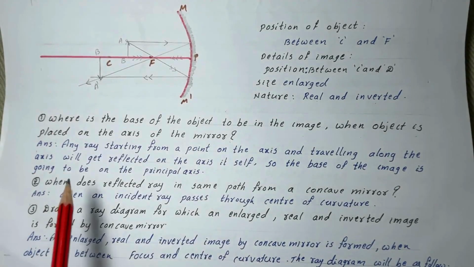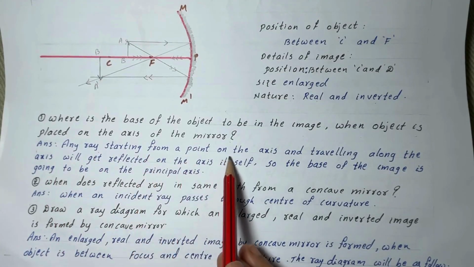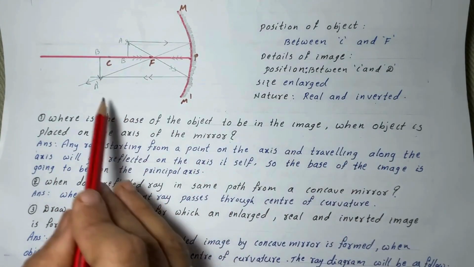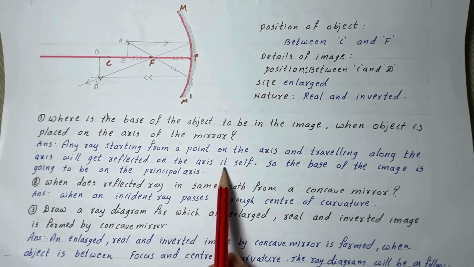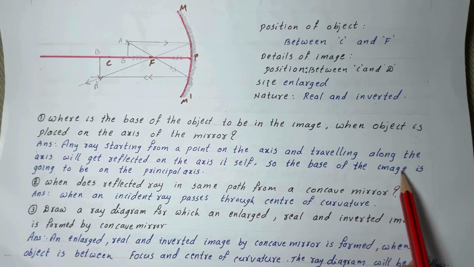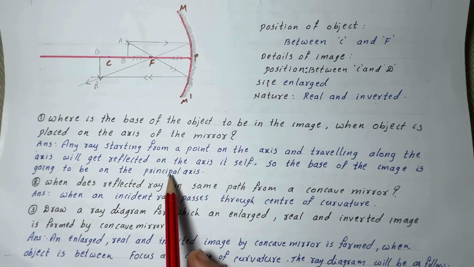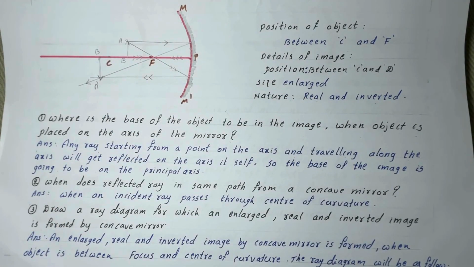This is base. Our answer is any ray starting from a point on the axis and traveling along the axis will get reflected on the axis itself. So the base of the image is going to be on the principal axis.